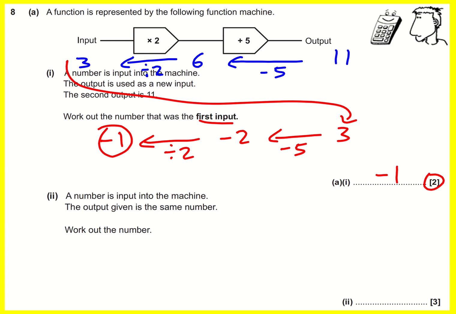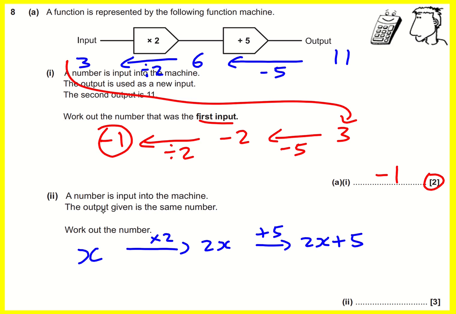So let's say I call my input x now, because that's the thing I want to know, but I don't know what it is. But I do know when I multiply it by 2, that's going to give me 2x, and then when I add 5, I'm going to get 2x plus 5. That's going to be my general output. That's what's been happening in this function machine up here with the numbers.